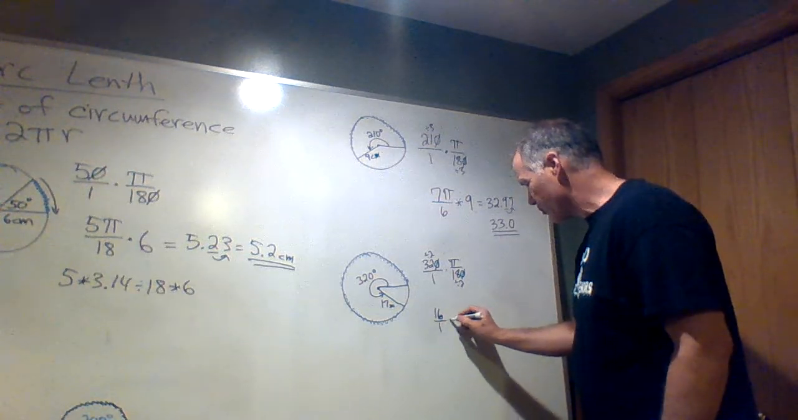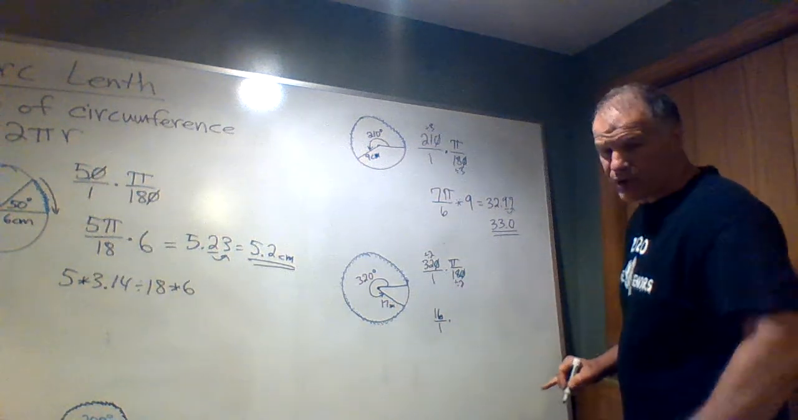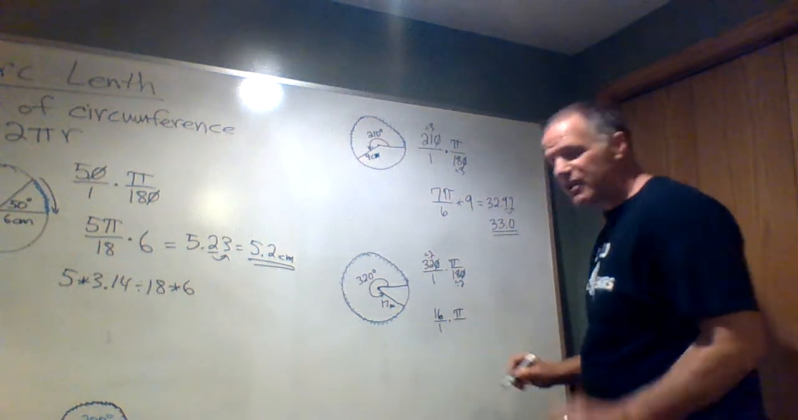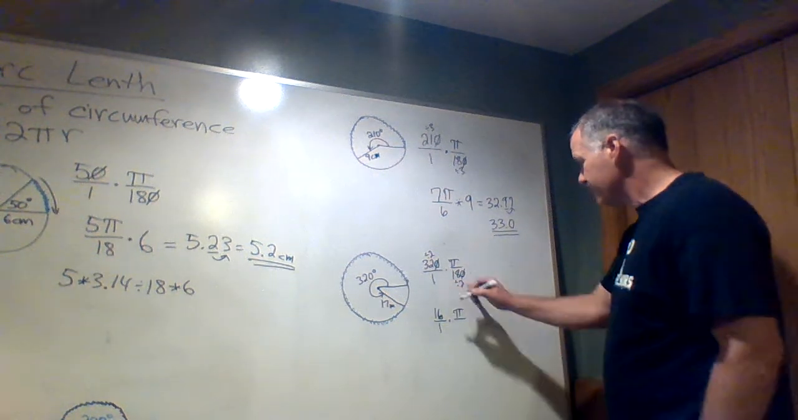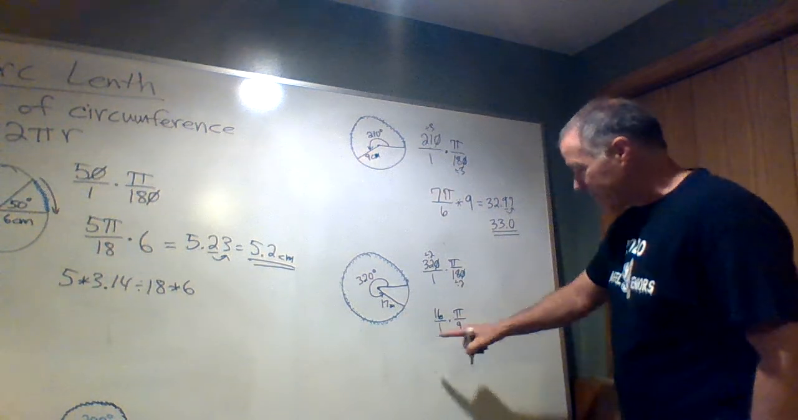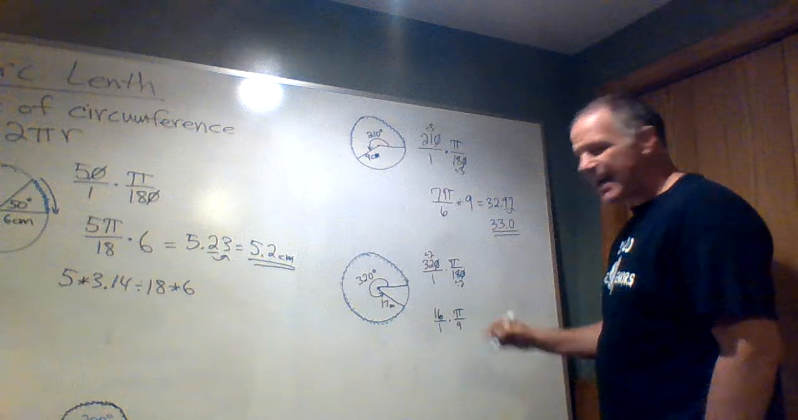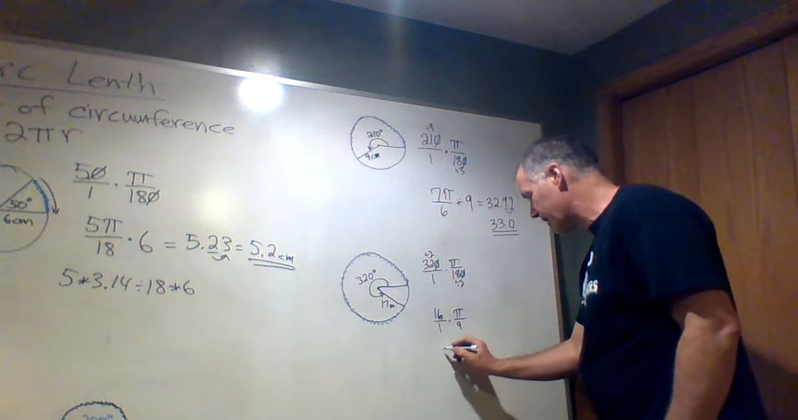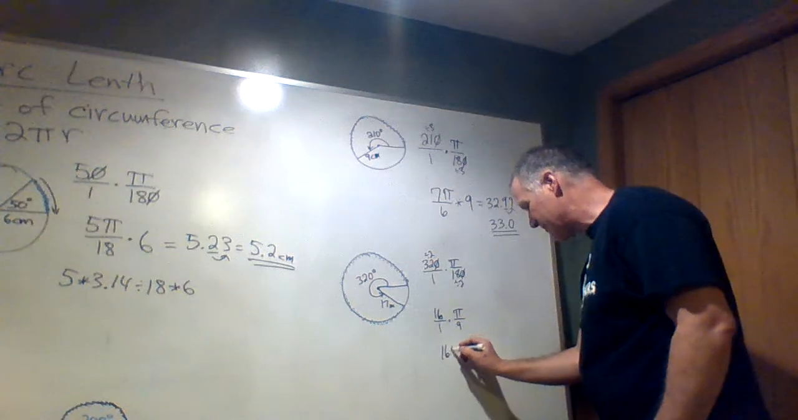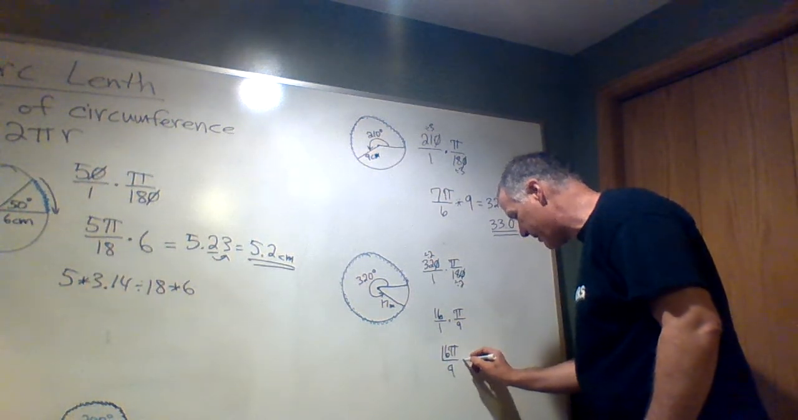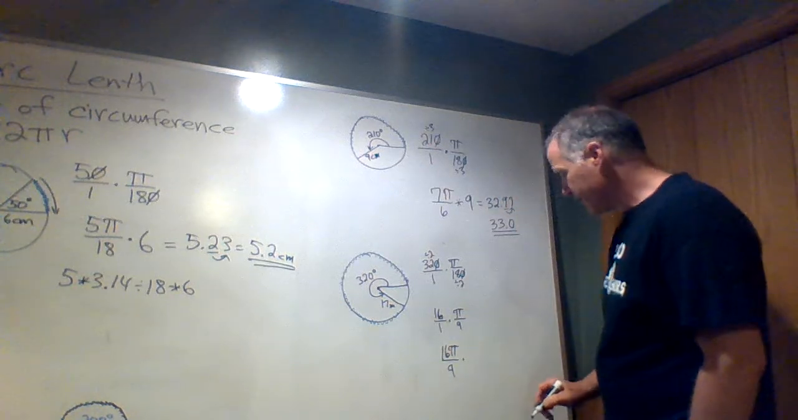Let's make sure we're reduced here. Okay, we're reduced. I'm going to keep this step because sometimes you might have to reduce more than once. 18 divided by 2 is 9. Can anything go into 16 and 9? Nothing can go into 16 and 9. So actually, 16 pi over 9 is our answer.